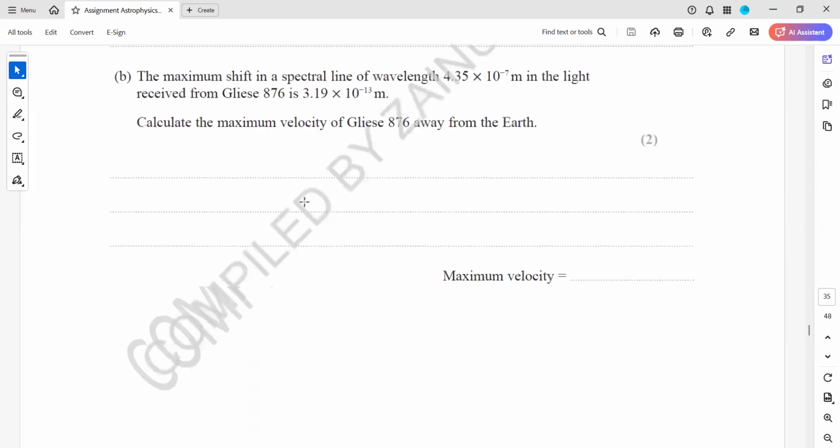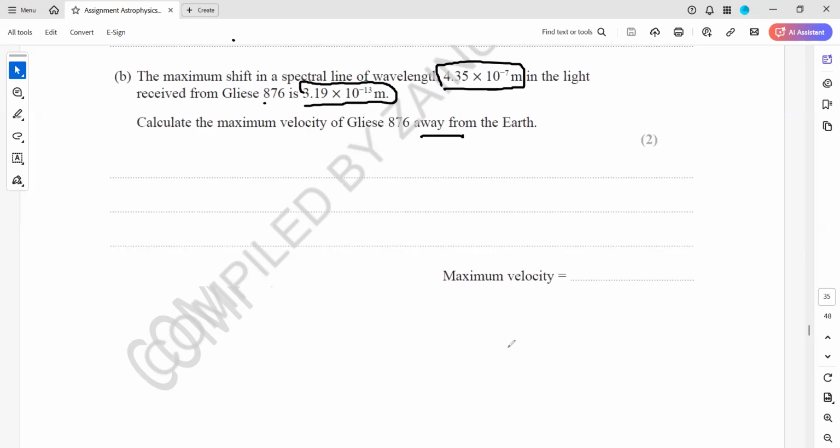Next: the maximum shift in the spectral line of a wavelength of 4.35 exponent 7 meters received from a Gliese star is 3.19 exponent minus 13. Calculate the maximum velocity away from the Earth. If it is moving away at maximum velocity, the wavelength should increase.